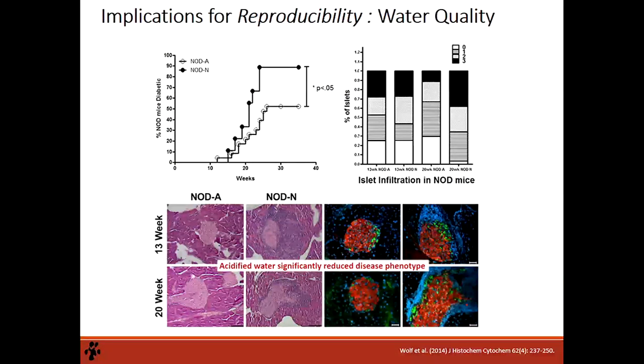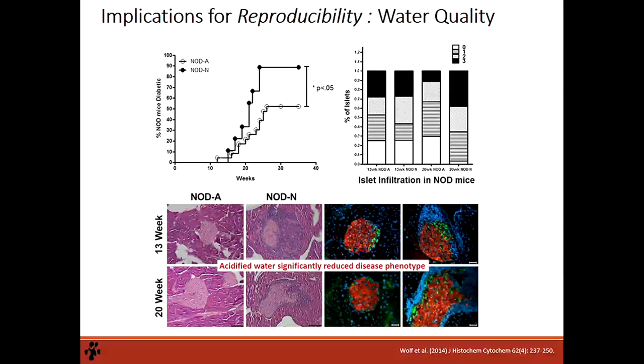What about implications for reproducibility? Certainly, we always worry about nutritional status, but there is this recent interesting study conducted on water quality in terms of NOD mice for type 1 diabetes. The study design is that they have mice on acidified drinking water in some instances to reduce microbial contamination in a vivarium. And actually, that's how Jackson Laboratories maintains their NOD mice. They have them on acidified drinking water. So what effect does acidified drinking water have on disease outcome in this case?